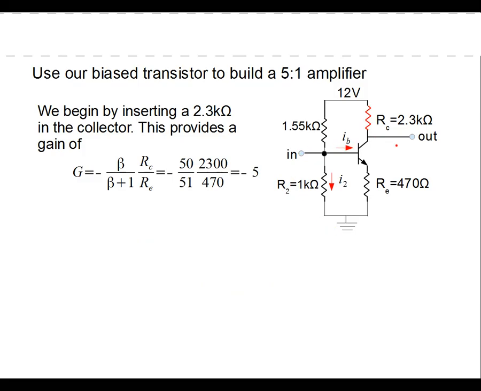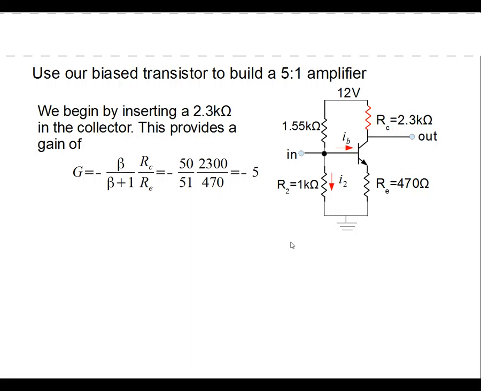Okay, so let's go through and see if we can do this. If we insert a 2.3 k ohm resistor for RC, then we would find that 2.3 k ohm divided by the emitter resistor, multiplied by beta over beta plus 1, is approximately equal to 5. And by the way, it's not 5, remember, we always get a negative sign here. This always inverts the signal as we run through. So that's how we compute the gain. We compute the gain of our amplifier by looking at these two values.